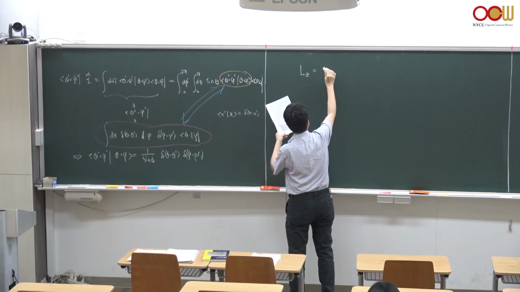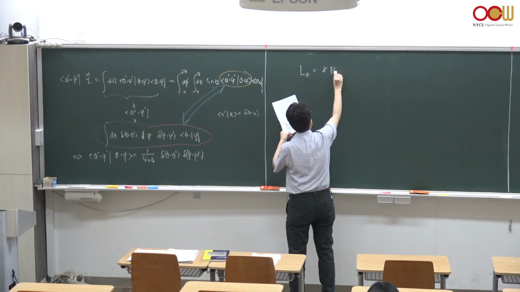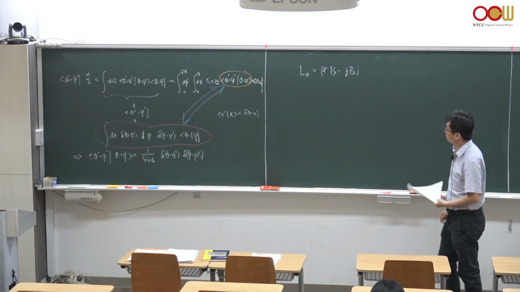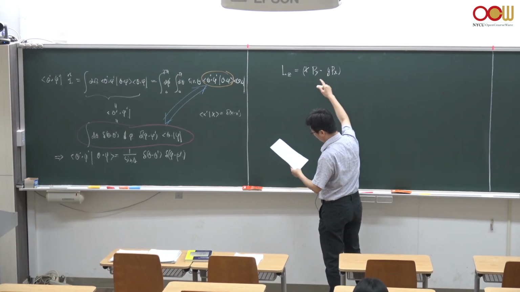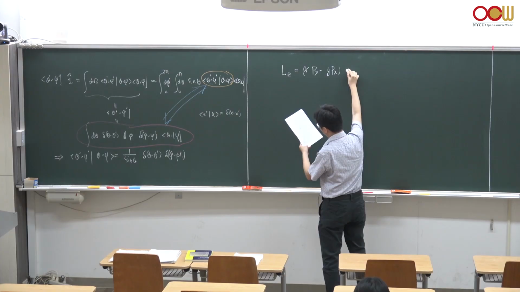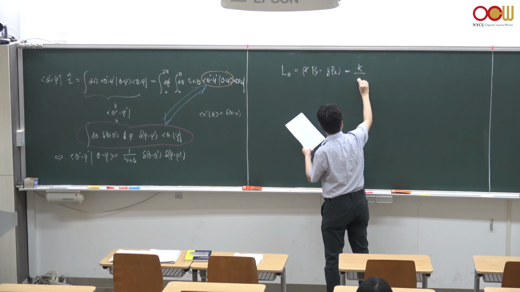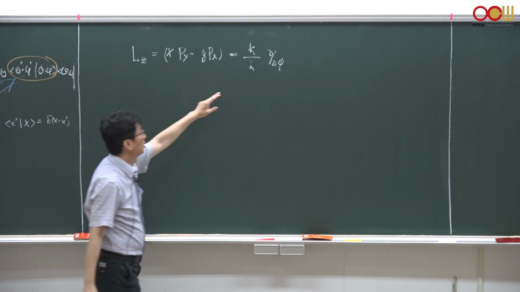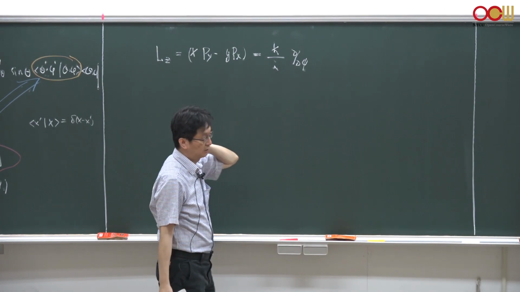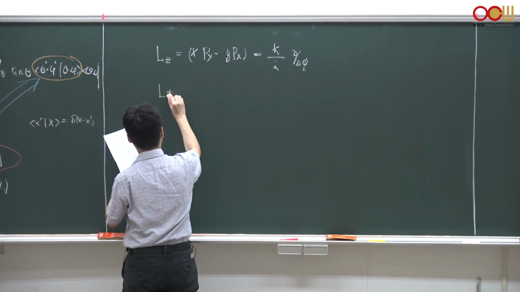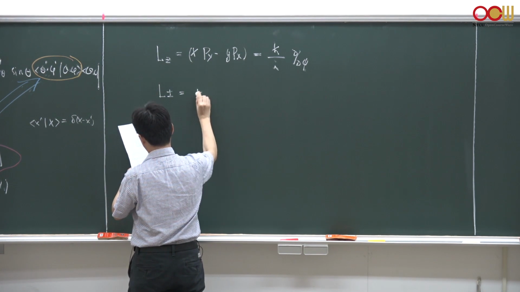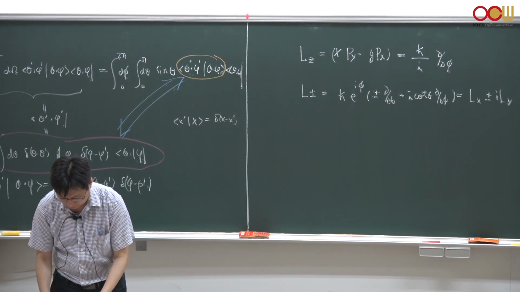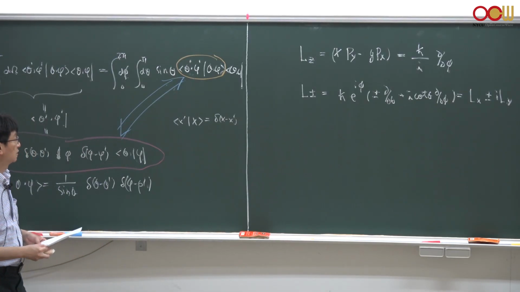If you plug in the definition of Lz, which is x py minus y px, and plug in the coordinate transformations between the Cartesian and the spherical variables, then you'll see that this is nothing but a very simple operator, h bar over i times d by d phi. So we have proved that. L plus and L minus are these. We will use these relations and equations to construct Y_lm.